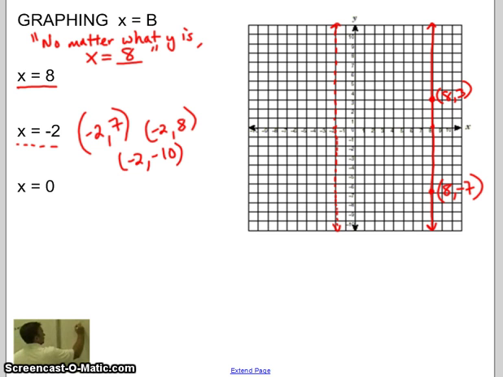And then the last one, x equals 0. Again, we go to the origin, and we're going to draw a vertical line. So when y equals 0, that was the x-axis. When x equals 0, that's the y-axis.